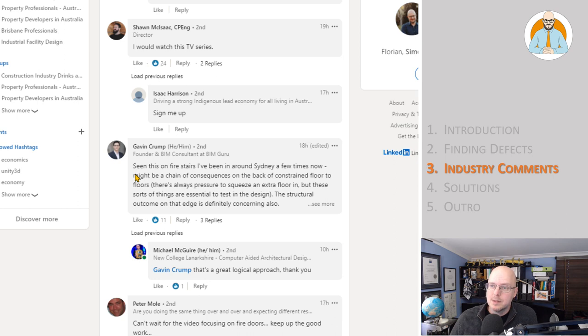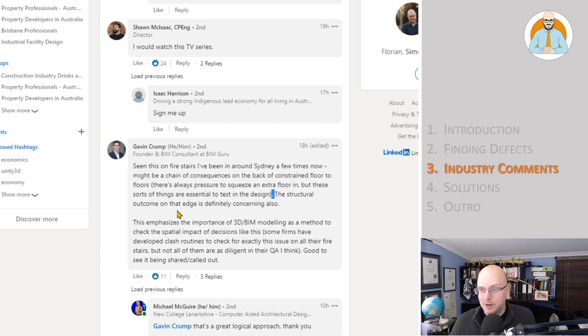Gavin. Seeing this on fire stairs, I've been in around Sydney a few times now. Might be a chain of consequences on the back of constrained floor-to-floors. There's always pressure to squeeze an extra floor in. But these sorts of things are essential to test in the design. The structural outcome on the edge is definitely concerning also. This emphasizes the importance of 3D BIM modeling.